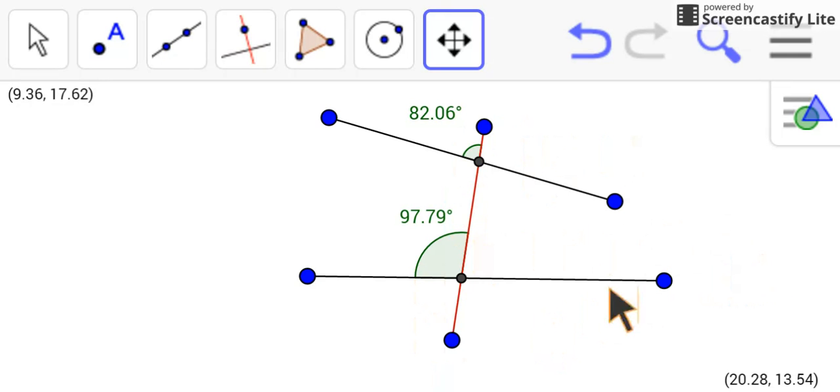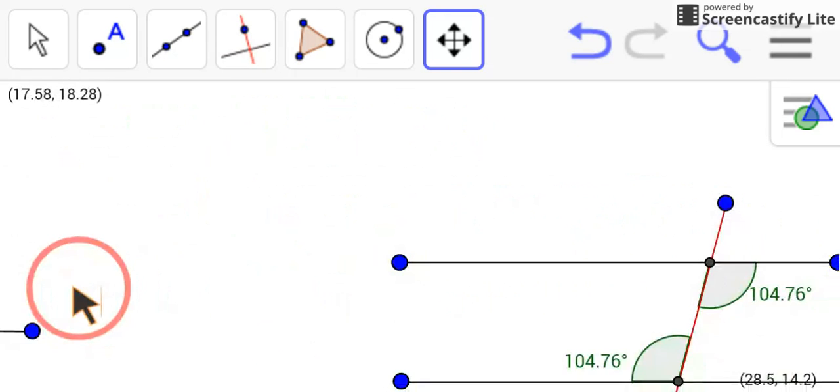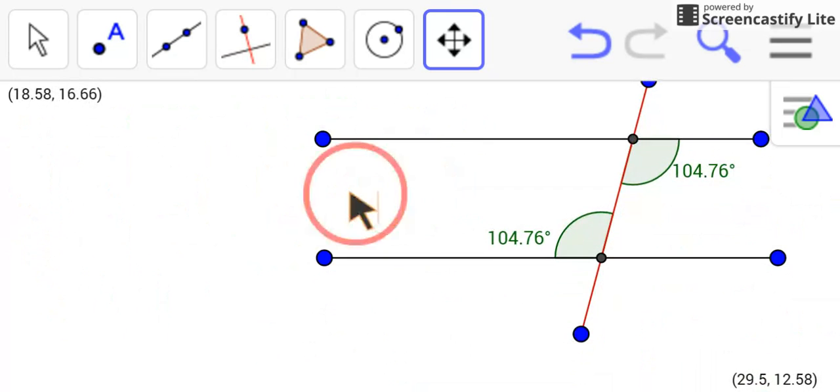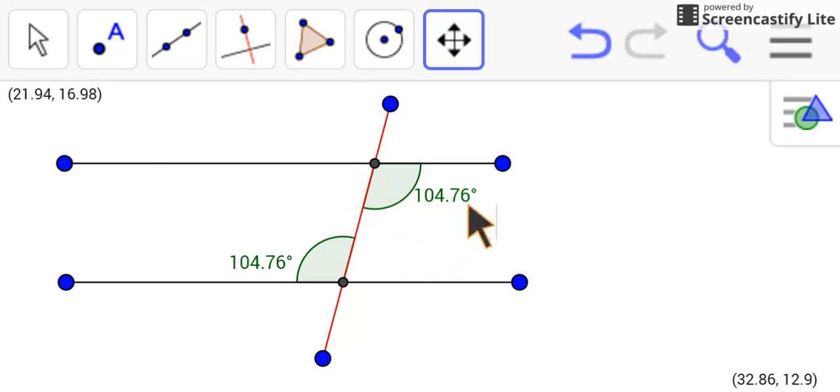These are the same measurement. These angles are congruent. Next are the alternate interior angles. Alternate interior angles are two angles that lie between the two lines on opposite sides of the transversal. So there's a transversal, they're on the interior of these parallel lines, but they're on the opposite side of the transversal, because this is on the left side, that's on the right side.